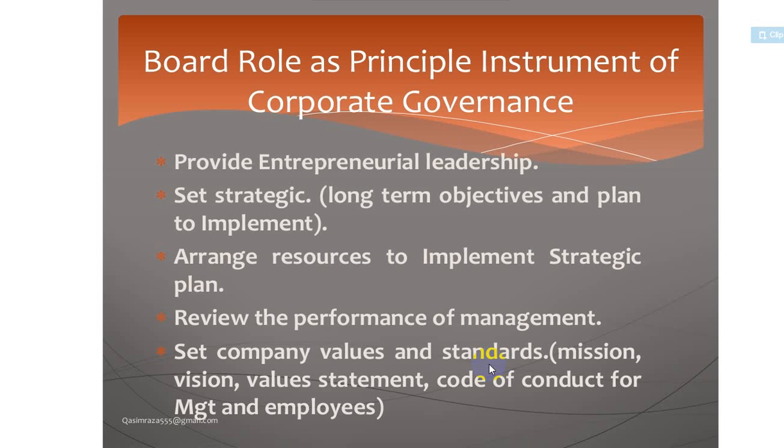So who are the board of directors? They are the ones who make a strategic plan for the company. They arrange the resources to implement the strategic plan. Definitely, the strategy was made before, and then they decide how to implement it. As you can see, we have three steps for that: formulation, implementation, and evaluation. In formulation, they make strategic plans and vision, and in implementation, they allocate the resources to implement that strategic plan.